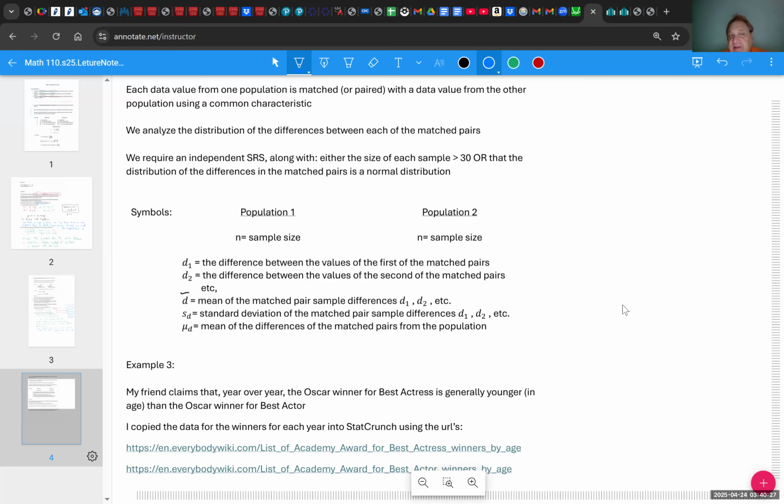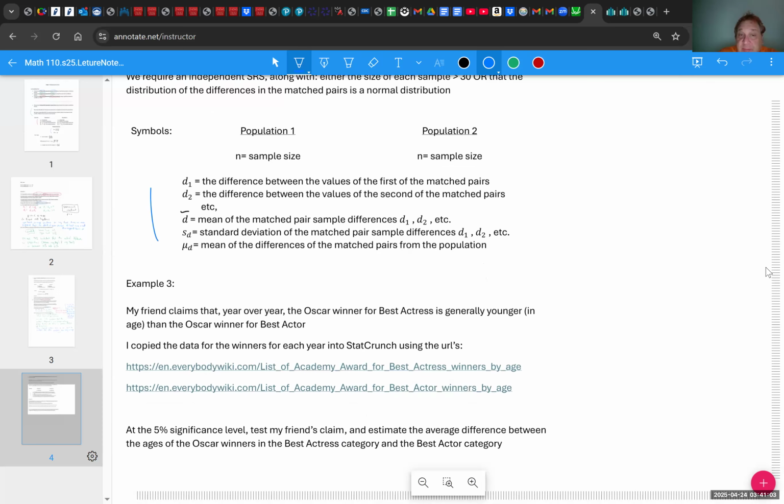We have this little D as our symbol to represent the differences between each pair. So D1 would be the difference between the mean values of the first pair, D2 would be the difference between the mean values of the second pair, et cetera. And D-bar would be the mean of the matched pair sample differences. Then we have our standard deviation and our population mean difference. Okay, so all the symbols are there for us to be happy about.